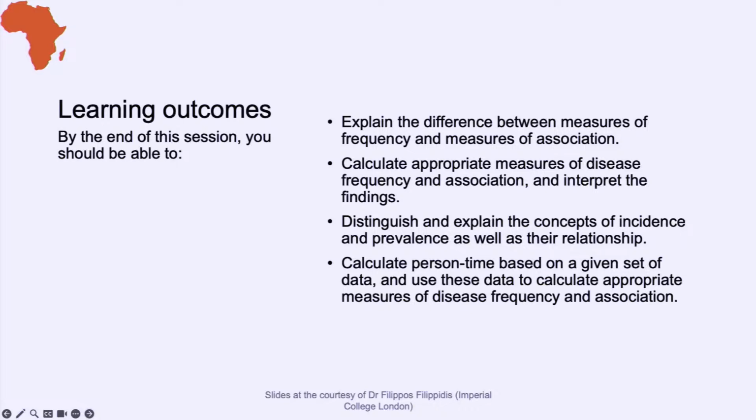By the end of the session, hopefully you will be able to explain the differences between measures of frequency and measures of association, calculate the appropriate measures of disease frequency and association and interpret the findings, and distinguish and explain the concepts of incidence and prevalence as well as their relationship to each other, and calculate person time based on a given set of data and use the data to calculate appropriate measures of disease frequency and association.